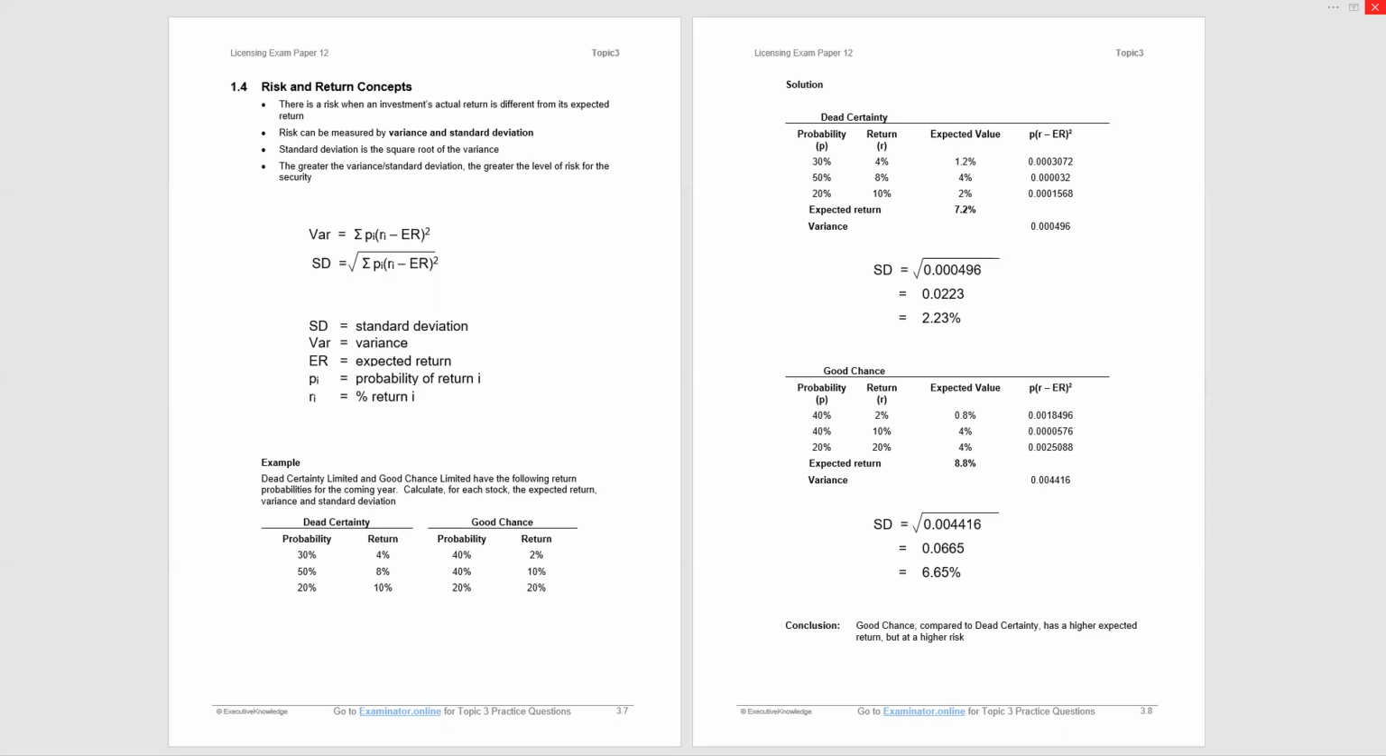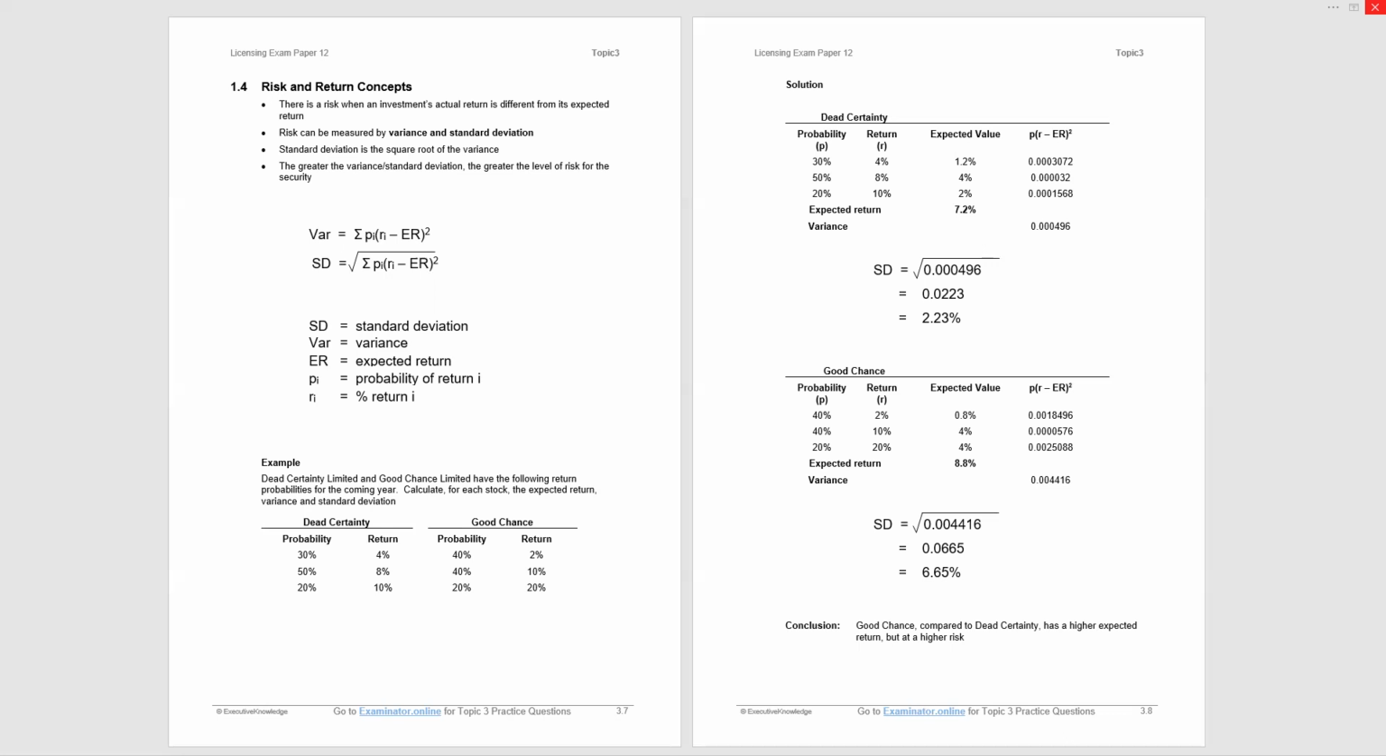The measurement used for the standard deviation is the same as the measurement used for the returns. The variance would be different because it's a squared value. So we always go back to the standard deviation, 2.23%. Now, how would we interpret that? We would say that the expected return of dead certainty is 7.2%, with a standard deviation, a measure of risk, of 2.23%.